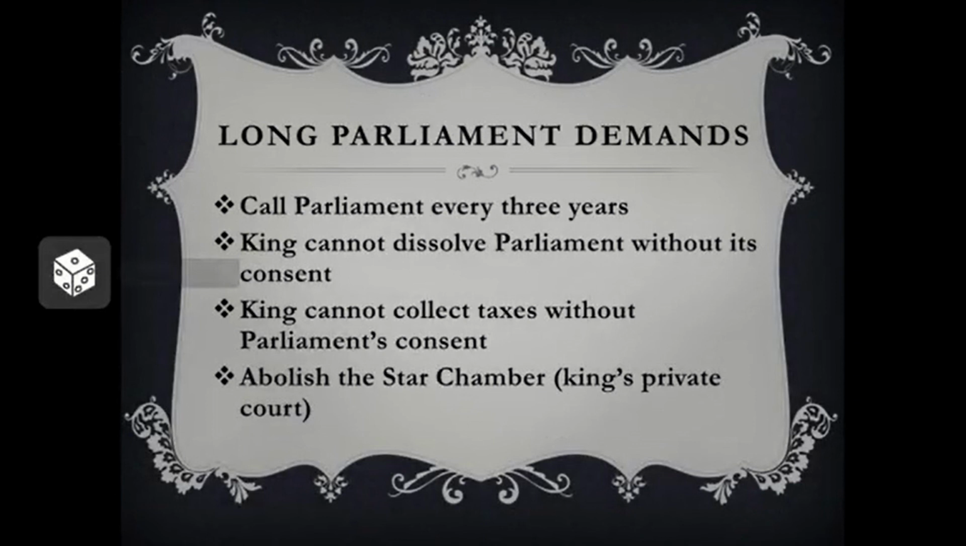Also, you're not allowed to collect taxes without Parliament's consent, and you have to abolish the Star Court, the private court of justice. Now think, what is the purpose of all four of these? What are they trying to prevent from happening? They're trying to prevent absolutism. That's correct. They don't want him to be an absolutist. And these four things, in their mind, prevent him from being able to be an absolutist.